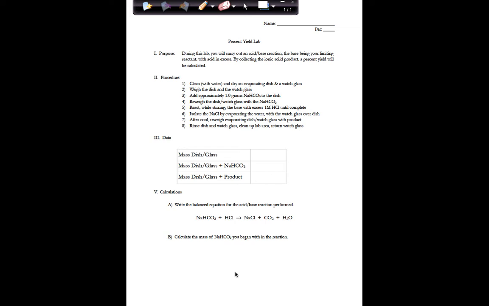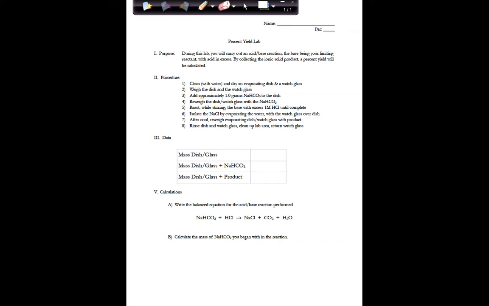Okay, so guys, grab something you can write with. Grab something you can write with, and let's take a look at this lab. So, as we just discussed, looking at homework, guys, we're talking percent yields.